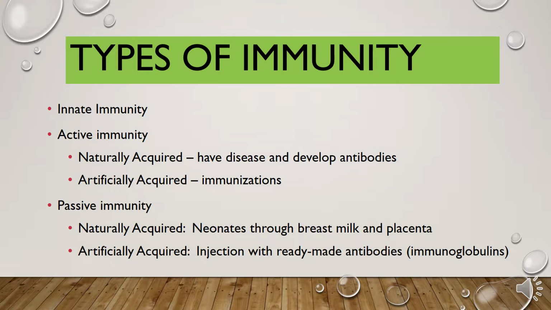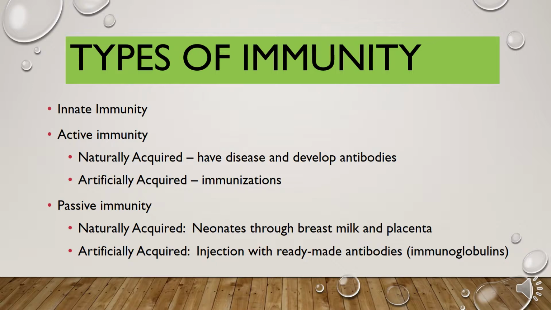And then moving on to active immunity, there are two different types. There can be naturally acquired or artificially acquired. The best way I know this is naturally acquired active immunity is when you actually have the disease yourself and you develop antibodies to that disease, okay? And then artificially acquired is when you have an immunization. So say you have an immunization for influenza. Now you've had an artificially acquired active immunity to influenza, okay?